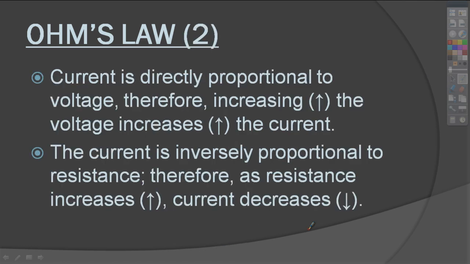Current is directly proportional to voltage. Therefore, if we increase the voltage, we also increase the current, directly proportional. The current is inversely proportional to resistance. Therefore, as resistance increases, current's going to decrease. Remember, inversely, whatever you do to one, you do the opposite to the other. Directly, whatever you do to one, you do the same thing to the other.